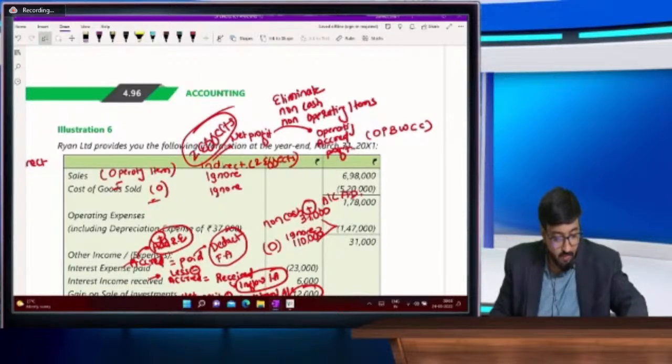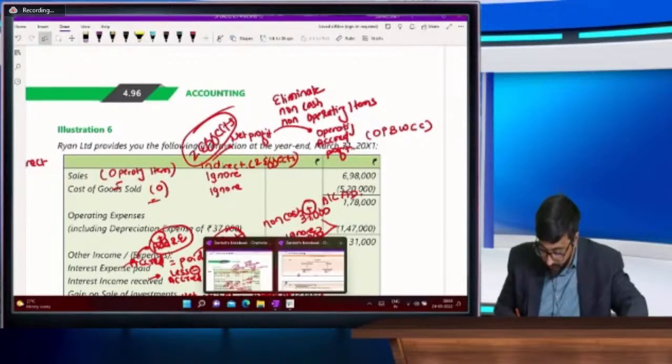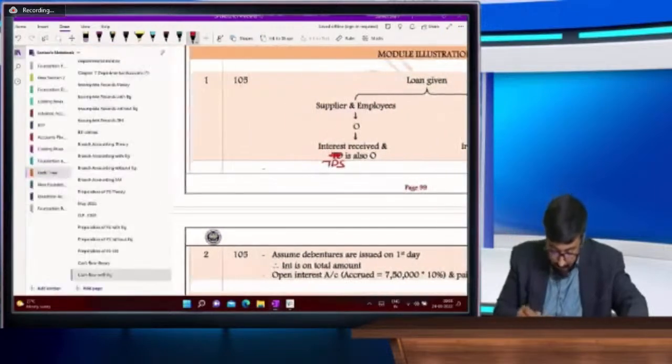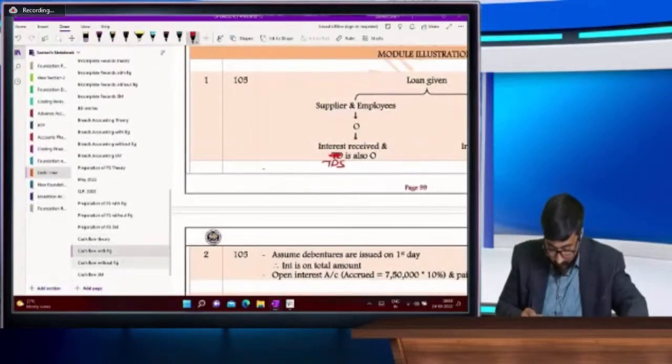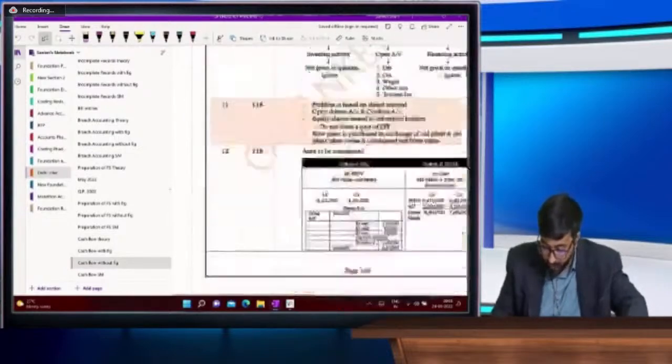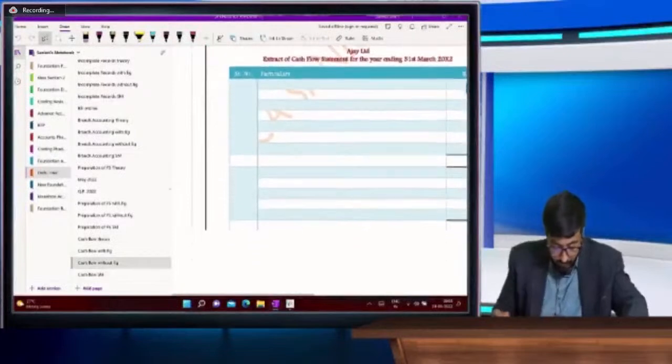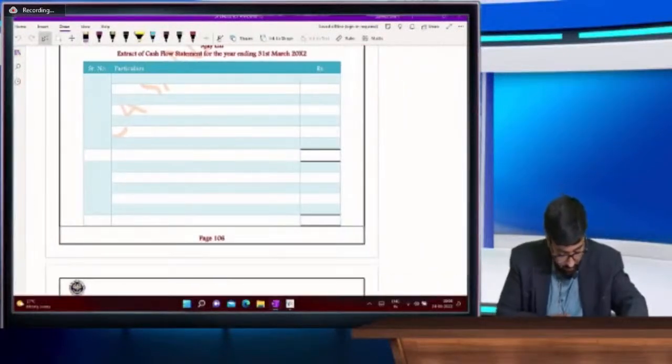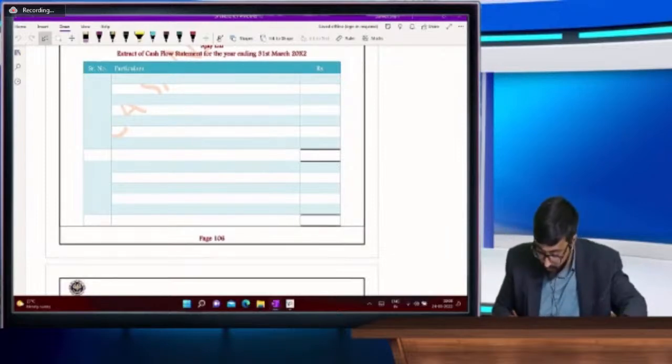Serial number, particulars, rupees. Serial number, particulars, rupees. चलो लिखो. I will write with you. 34,000 नेगेटिव कहां लिखा मैंने?